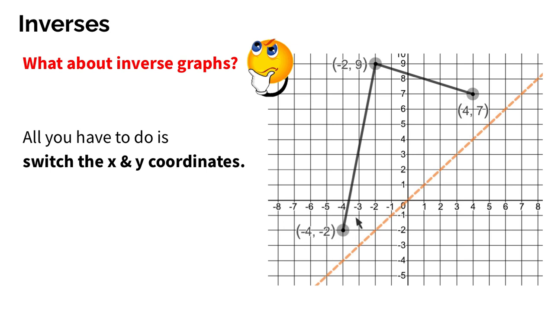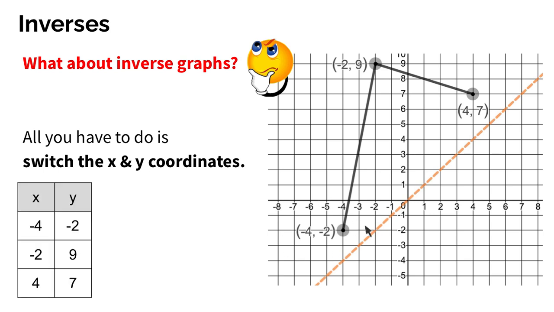So I'm going to start with this point here, this (-4, -2). So I've got (-4, -2). That connects to (-2, 9), and then that connects to (4, 7). Connecting them in the order that the graph is drawn is important.